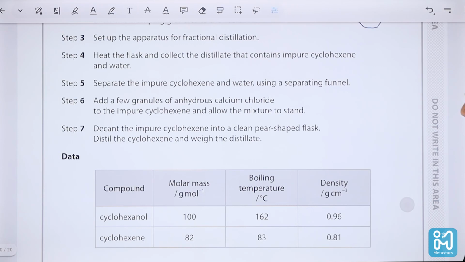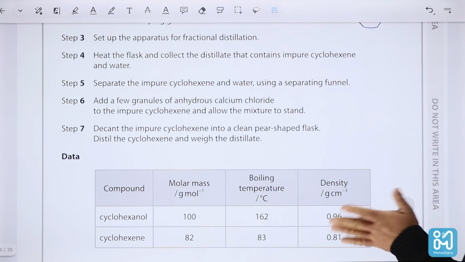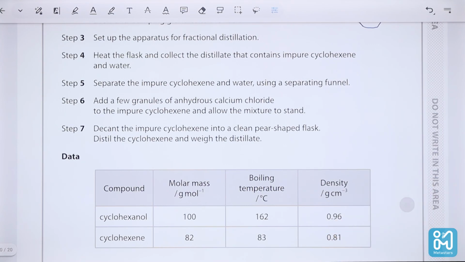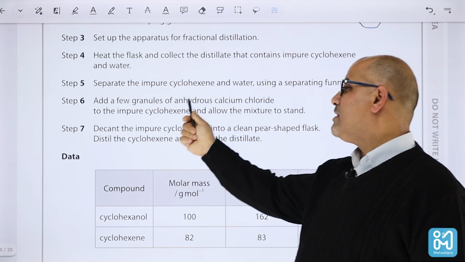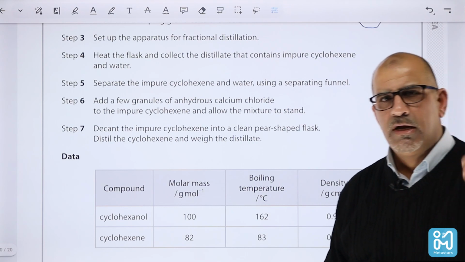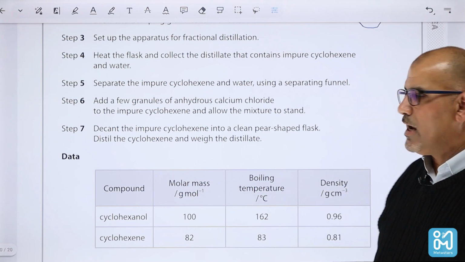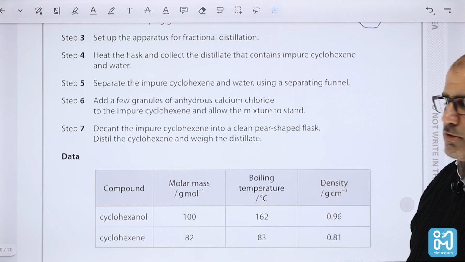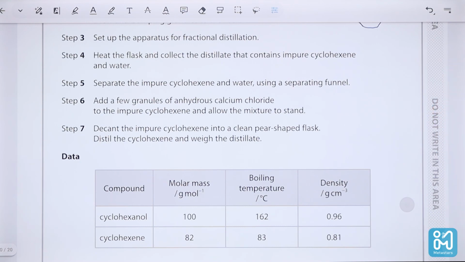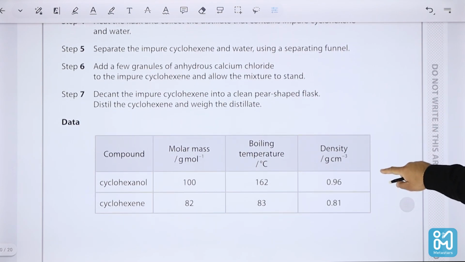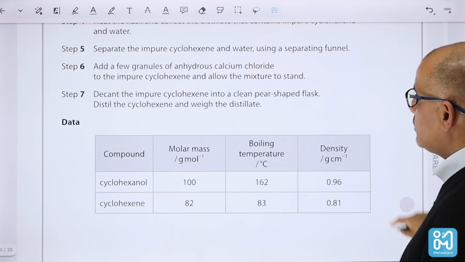Add a few granules of anhydrous calcium chloride to the impure cyclohexene and allow the mixture to stand. Ask yourself why the anhydrous. From its name, it's a drying agent, to remove water from the mixture. Decant the impure cyclohexene into a clean pear-shaped flask and distill the cyclohexene and weigh the distillate.